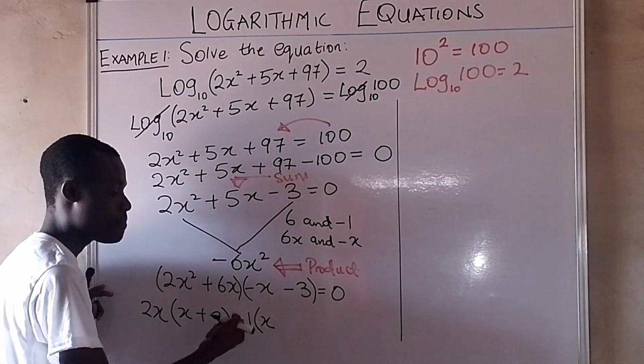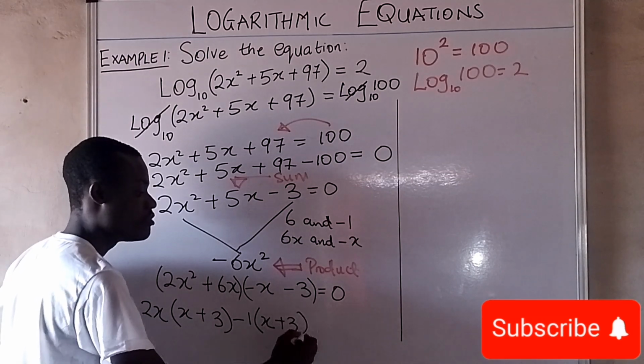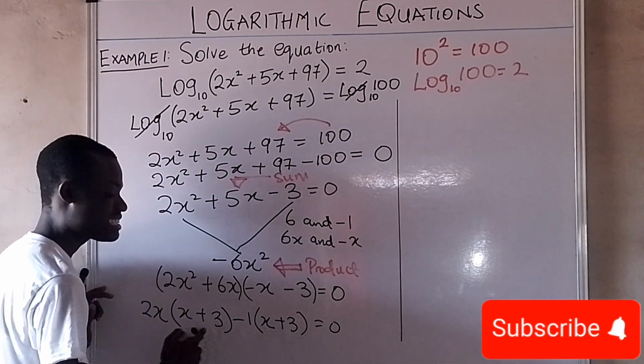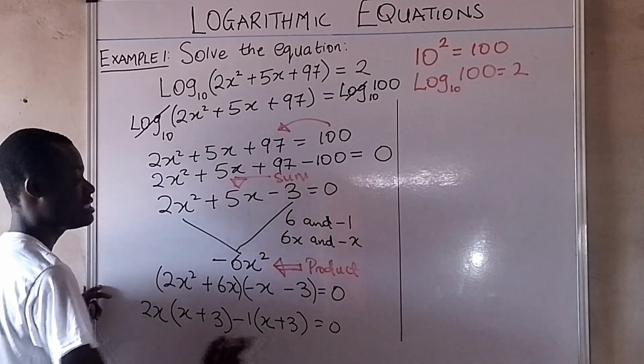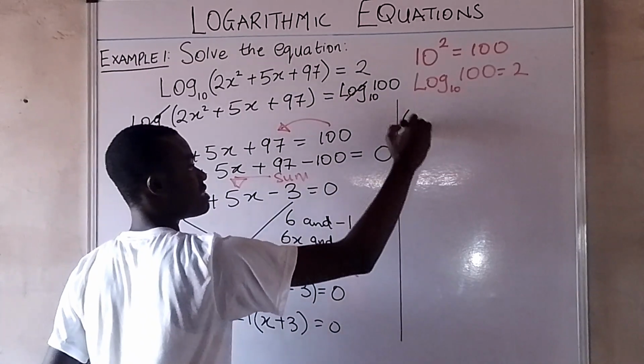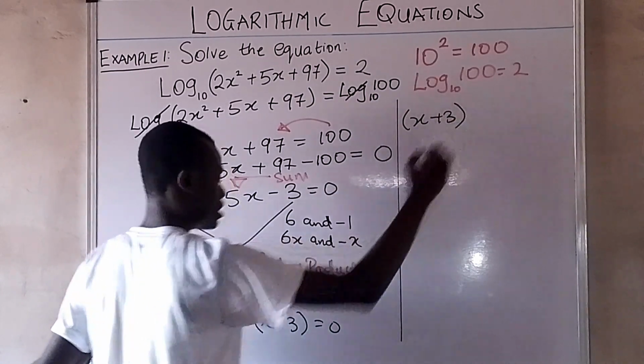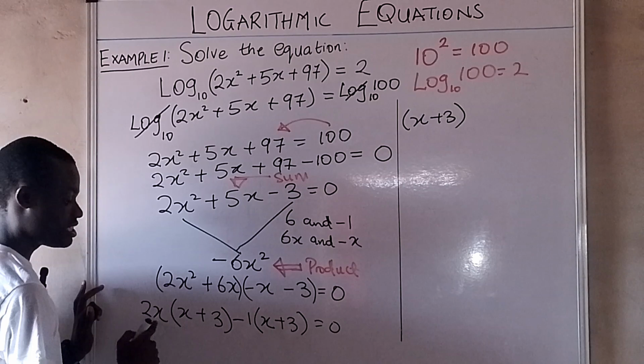Next, minus 2 divided by minus 1 is plus 3. Remember that both answers in the bracket must be the same. Now, since they are the same, we are going to pick one. So I'm going to have that as x plus 3. Now, what is outside? We are going to place them in a single bracket.